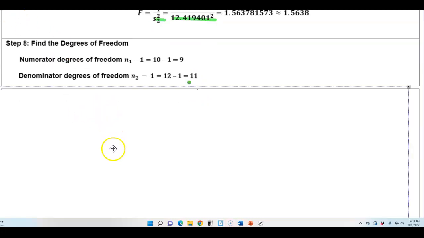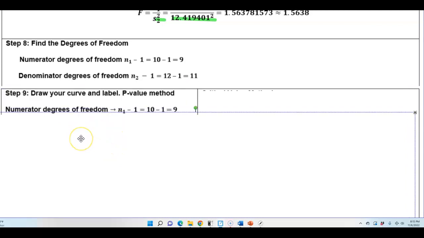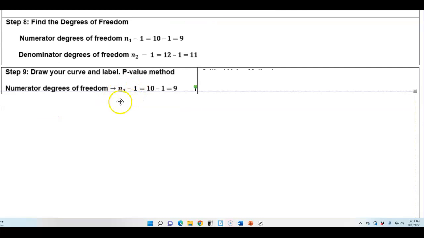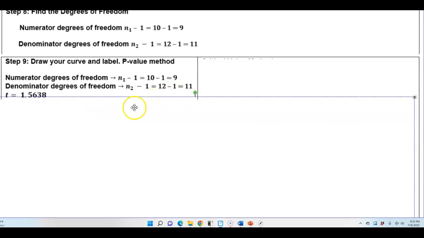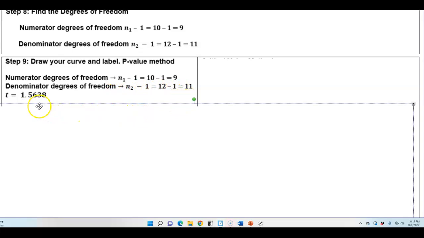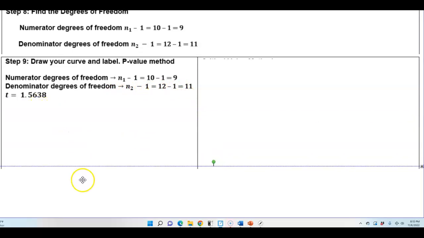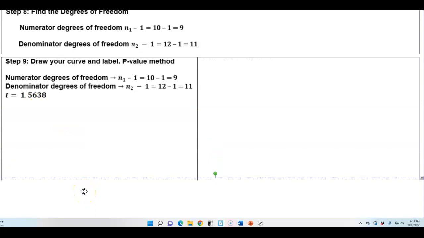So now what we're going to do is move on to step 9. We're going to first draw the curve and then label using the p-value method. Again, we determined that the numerator degrees of freedom is 10 minus 1, which is 9. The denominator degrees of freedom is 12 minus 1, which is 11. And the test statistic that we found in step 7 is 1.5638. So now let's go ahead and draw our bell curve.